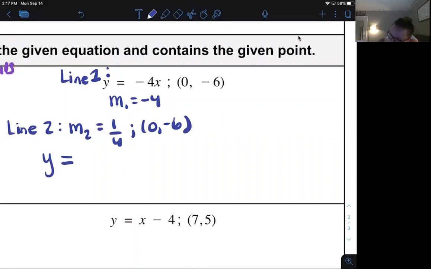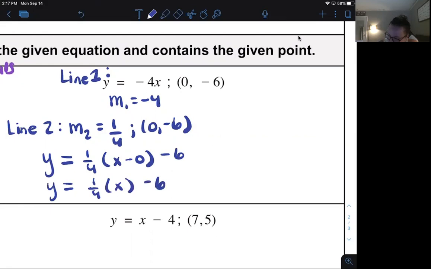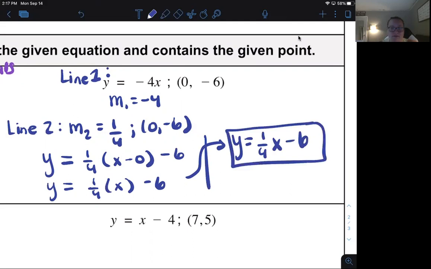So y is equal to 1/4 times x minus 0 minus 6. Well, x minus 0 is just x. And then 1/4 times x is just 1/4 x. So y is equal to 1/4 x minus 6. And that is the equation of the second line that is perpendicular to the original line.